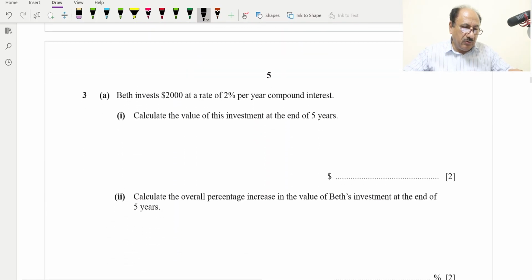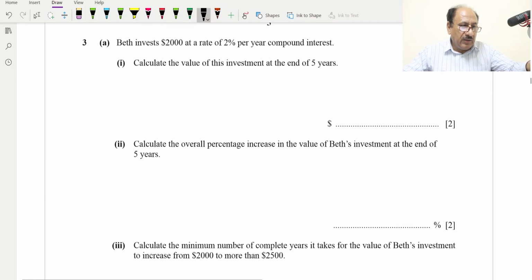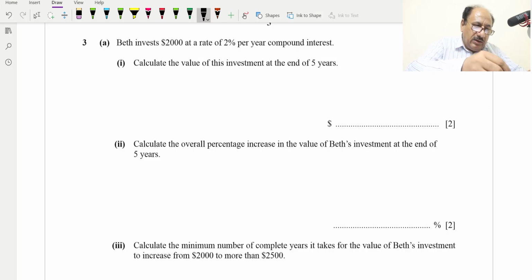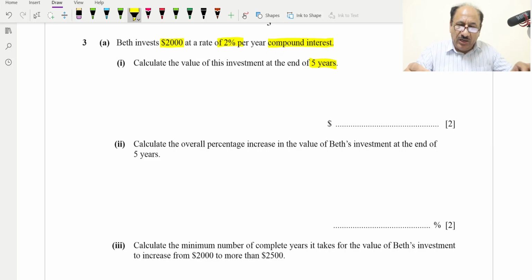Now we can go ahead with question number 3, and question number 3 is saying Beth invests 2000 at a rate of 2% per year compound interest. Calculate the value of this investment at the end of 5 years. So at the end of 5 years we have to calculate his investment.